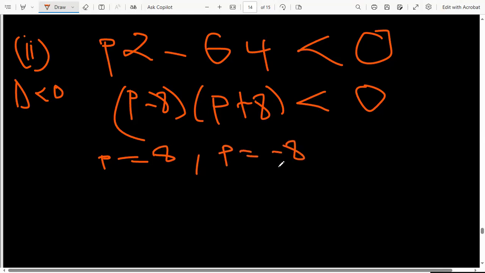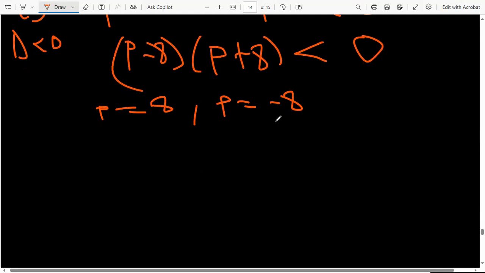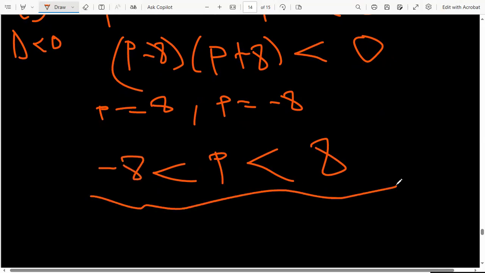Now how do you express your answer if you have a less than? In the other one, you had a greater than. If you have a less than, you write p in the middle, then you write two less than signs, with the smaller number on one side and the greater number on the other. So this will be your answer: if p is between minus 8 and 8, you are going to have no solution for that quadratic equation.